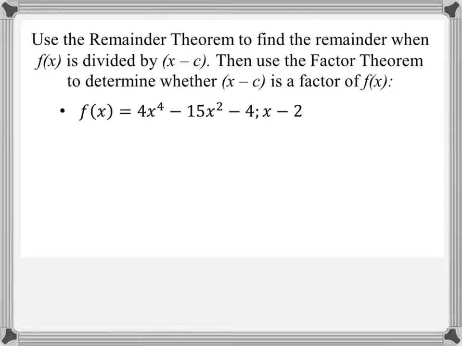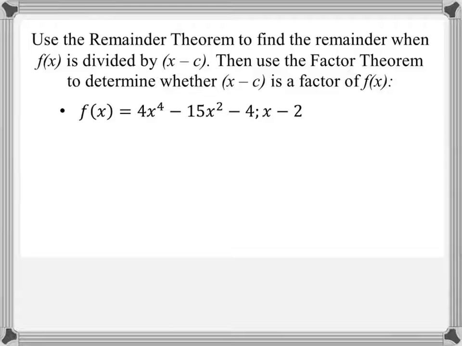So first, we're going to use the remainder theorem to find the remainder when f of x is divided by x minus c. And then we'll use the factor theorem to determine whether x minus c is a factor of f of x. So our f of x equals 4x to the fourth minus 15x squared minus 4. And we are going to determine whether x minus 2 is a factor, first, by finding the remainder.